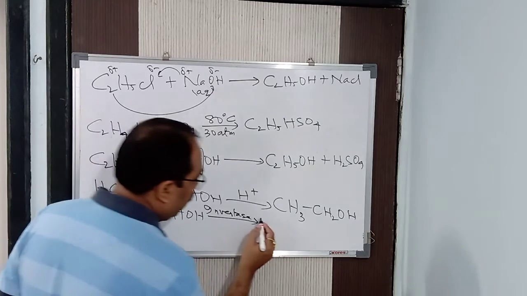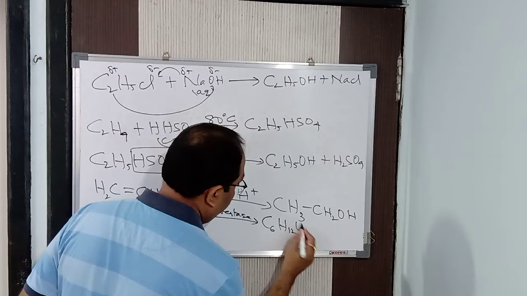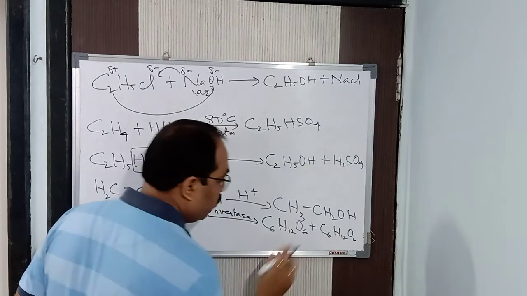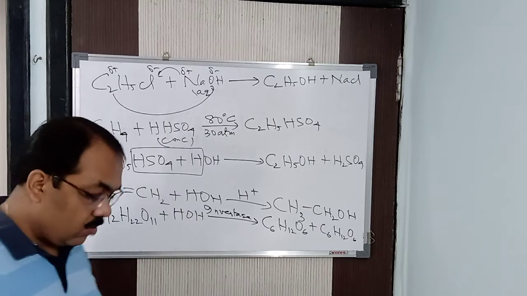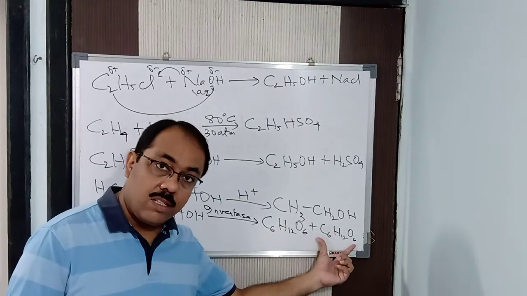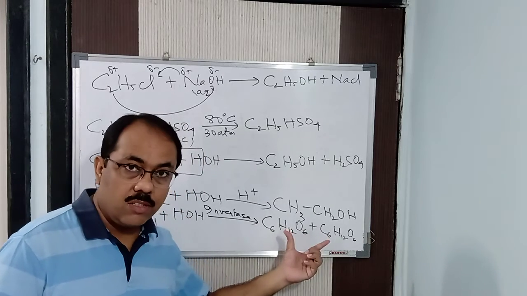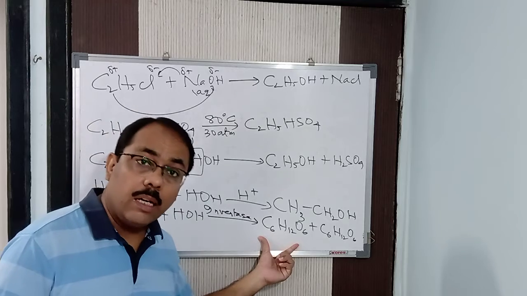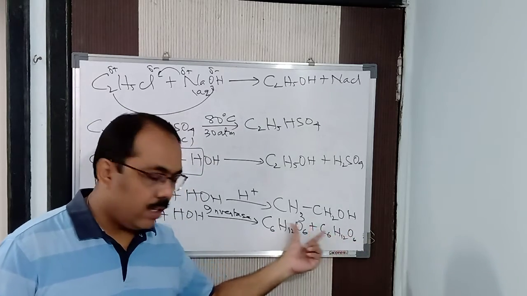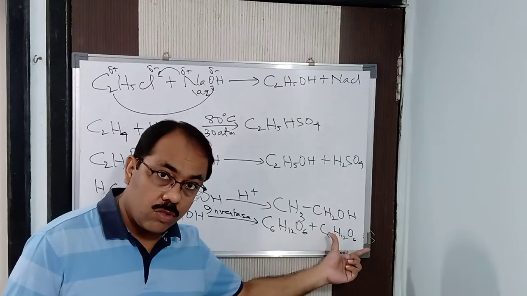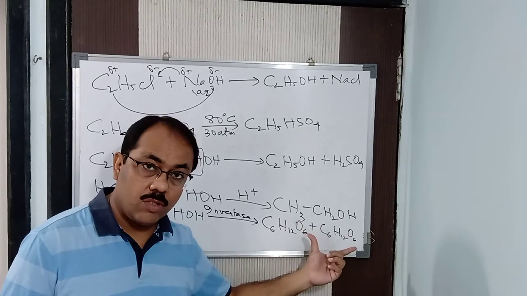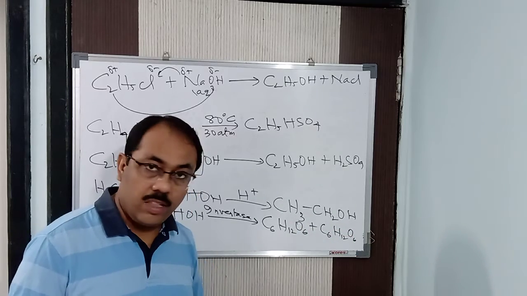What is going to happen? We are going to get C6H12O6 plus C6H12O6. One is glucose, another is fructose. They are isomers: they have the same molecular formula but different structural formula. We can't write two C6H12O6 as the same, because these two are different compounds. They are isomers of each other. So in this way we are writing it.